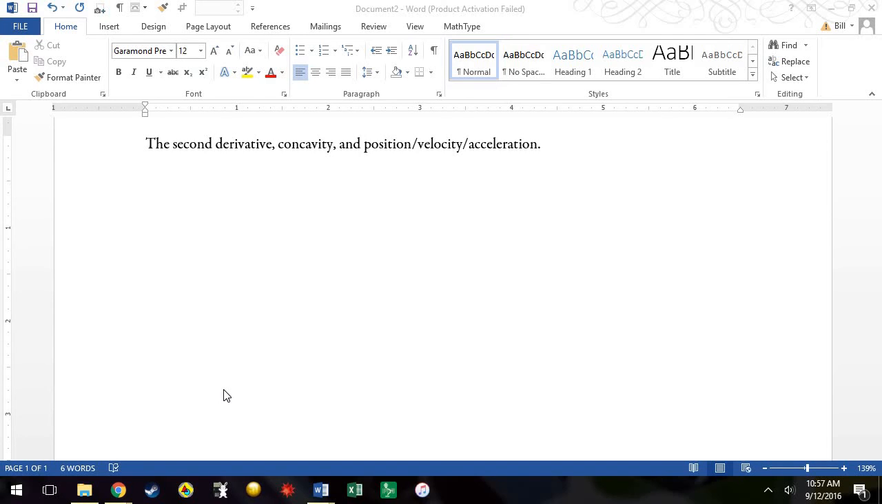I want to talk about the second derivative today. Second derivative, concavity, and acceleration are the main things I want to talk about. So let's think first about what the first derivative tells us. If the first derivative is positive, that means the function is increasing, and if the first derivative is negative, that means the function is decreasing.